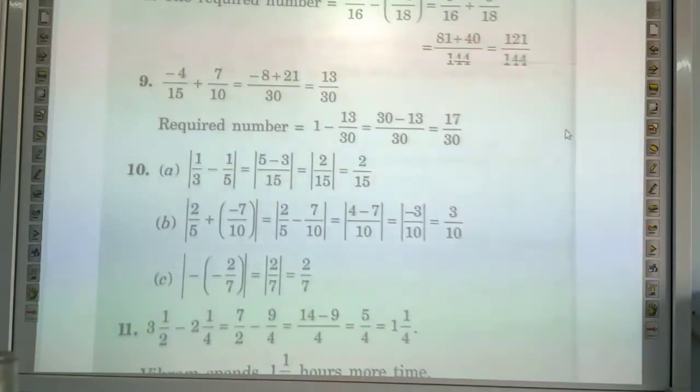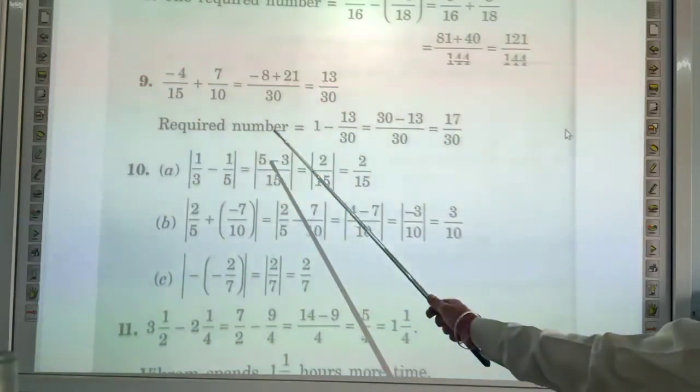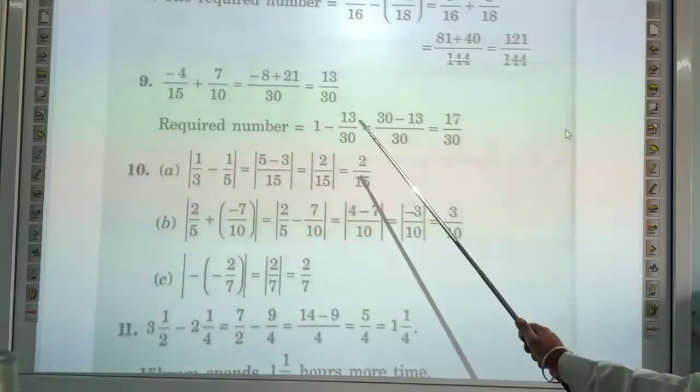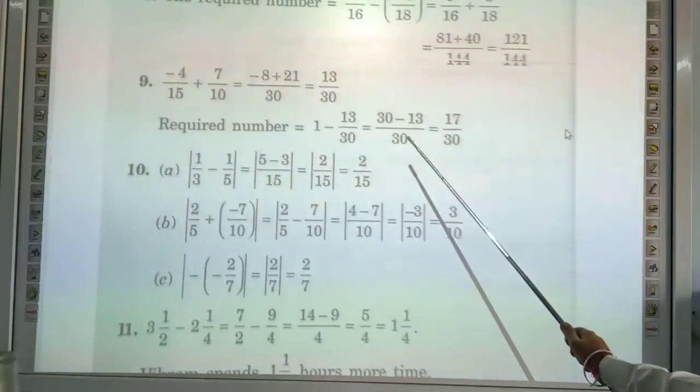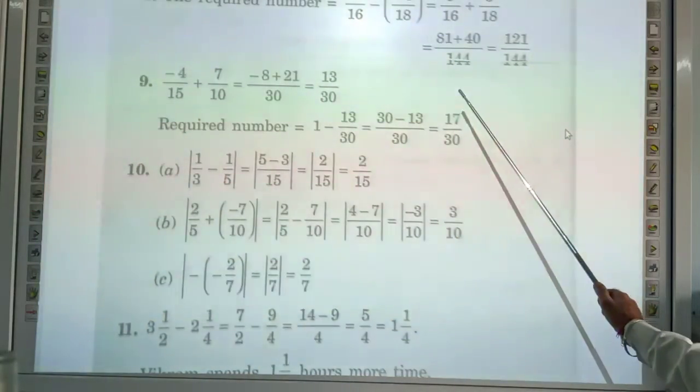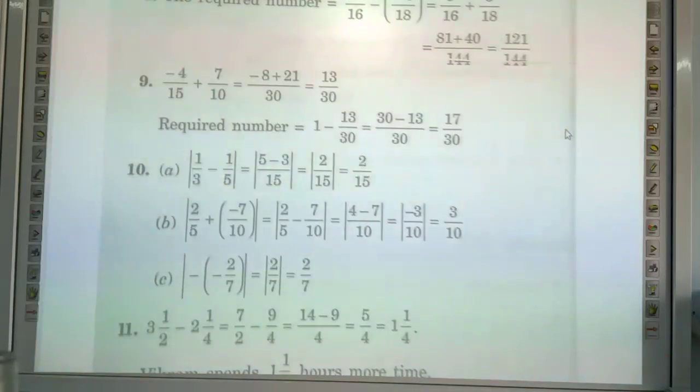And now we have to subtract the sum from 1 to obtain the required number. So the required number is 1 minus the sum, 1 minus 13 upon 30, and on taking LCM we get 30 minus 13 upon 30, which is 17 upon 30.